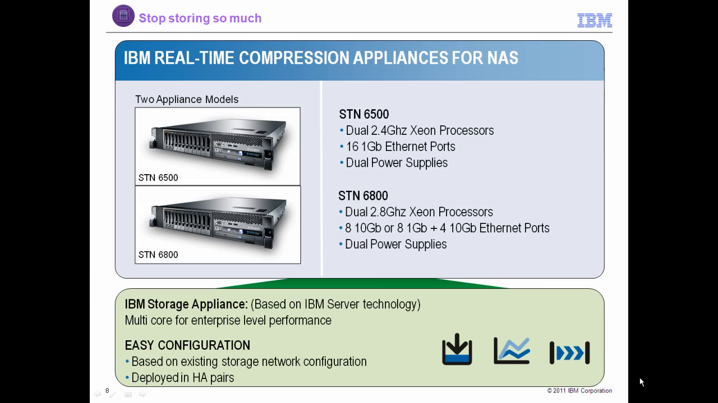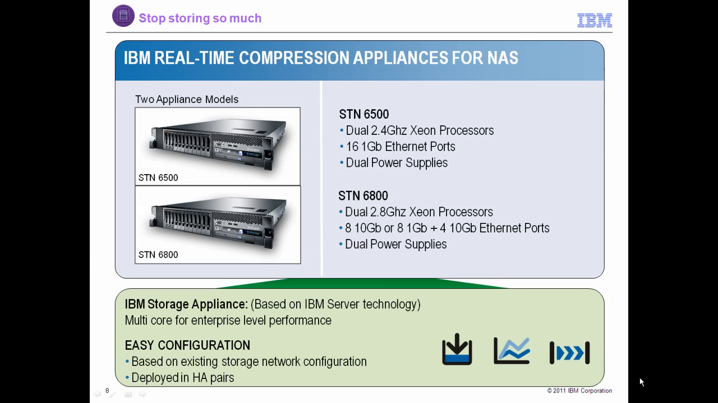The technology that you're actually delivering comes in two flavors. There is an STN 6500 model, and there is an STN 6800 model. The 6500 model is a 1 gigabit device and only handles 1 gigabit connectivity, up to 16 Ethernet ports. The STN 6800 handles both 10 gigabit or 1 gigabit connectivity, and you can see the configuration up to 8 10 gig ports or 8 1 gigabit ports plus 4 10 gigabit ports.